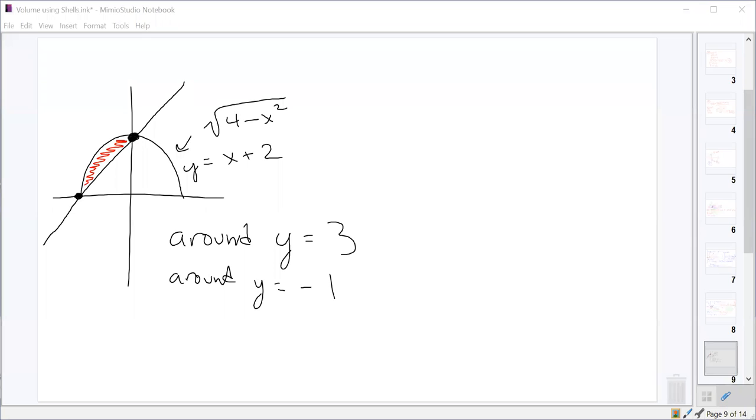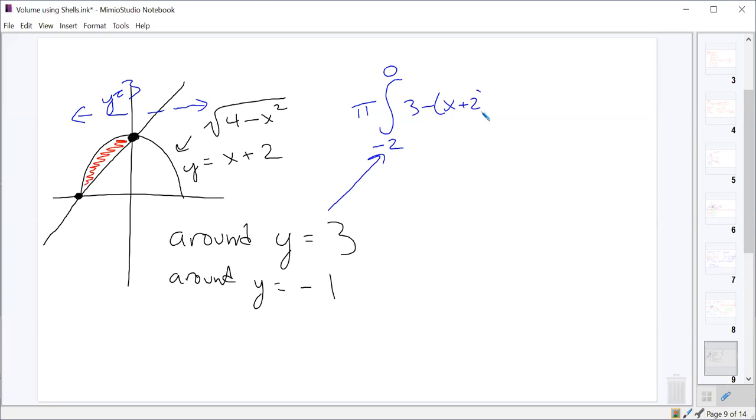So if we're doing y equals 3, we should get an integral from where to where? -2 to 0, right? Pi out in front. Since y equals 3 is up above that region, the outer radius comes from the lower function, which is x plus 2, so it should be 3 minus (x plus 2), squared. You can simplify that down to 1 minus x, that'd be fine.